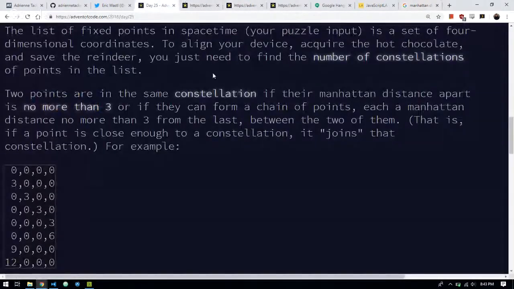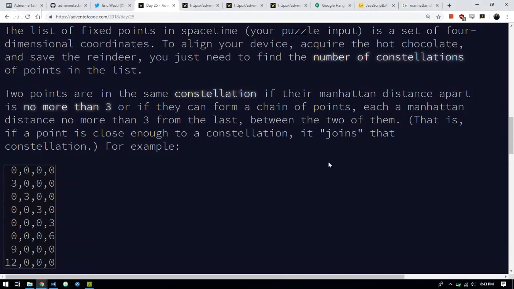So two points are in the same constellation if their Manhattan distance apart is no more than 3, or if they can form a chain of points, each a Manhattan distance no more than 3 from the last. And again, these types of things, I have to reread several times to make sure I understand it myself. So I think I understand what's happening. I know Manhattan distance is in there somewhere.